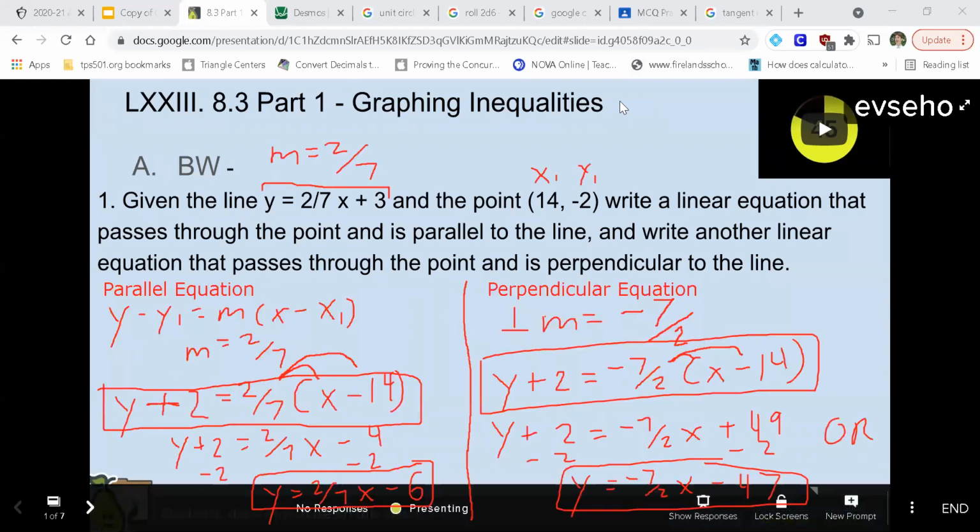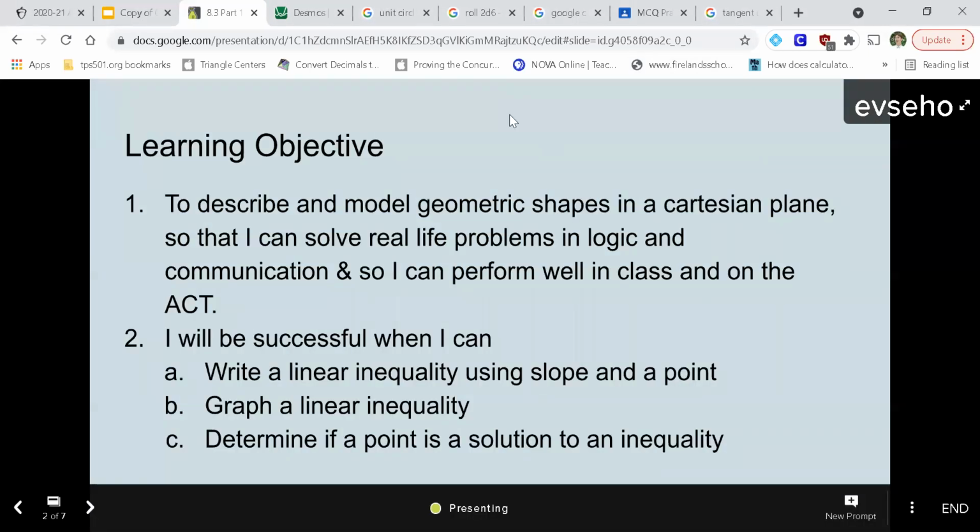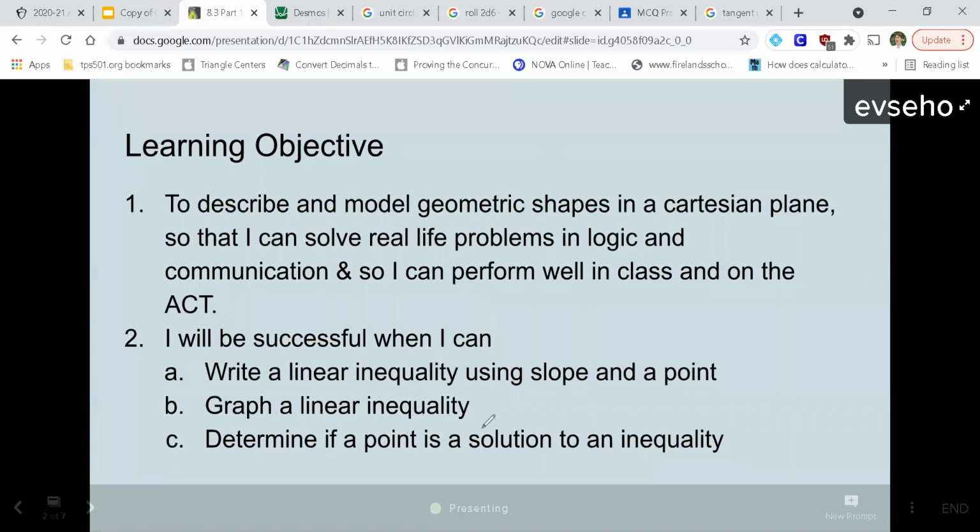Oh, did anybody need more time to write? Okay. This is what you need in your notes. Oh, we're going to do three things. Write linear inequalities, graph them, and determine if a point is a solution.